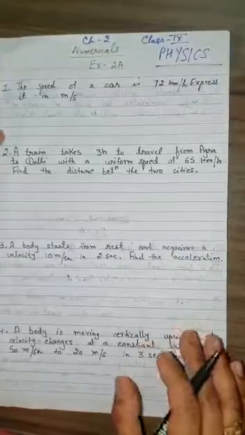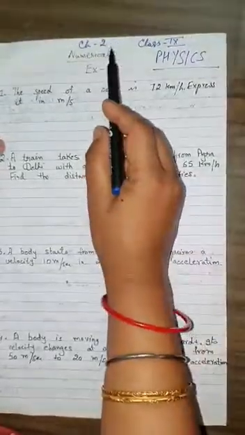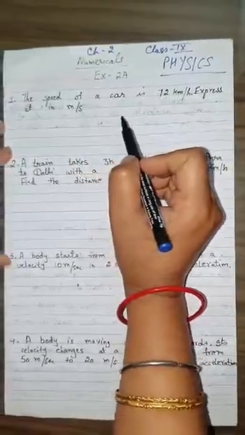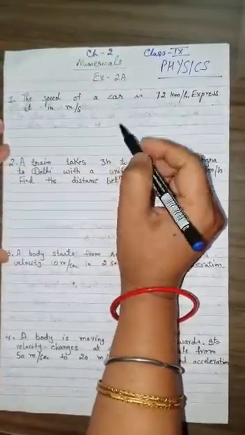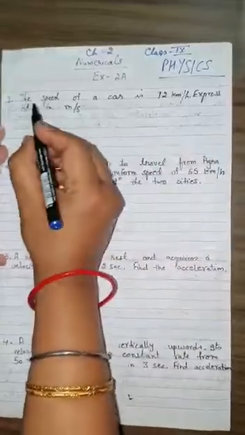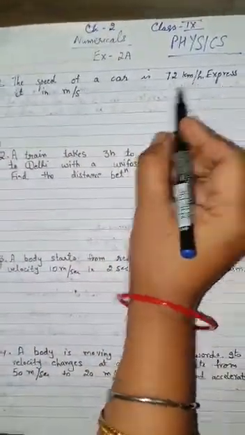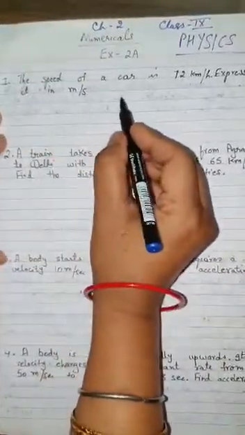Children, now we will do the numericals of chapter 2 related to the topic I explained in my previous video. First numerical: the speed of a car is 72 km per hour. Express it in meter per second.